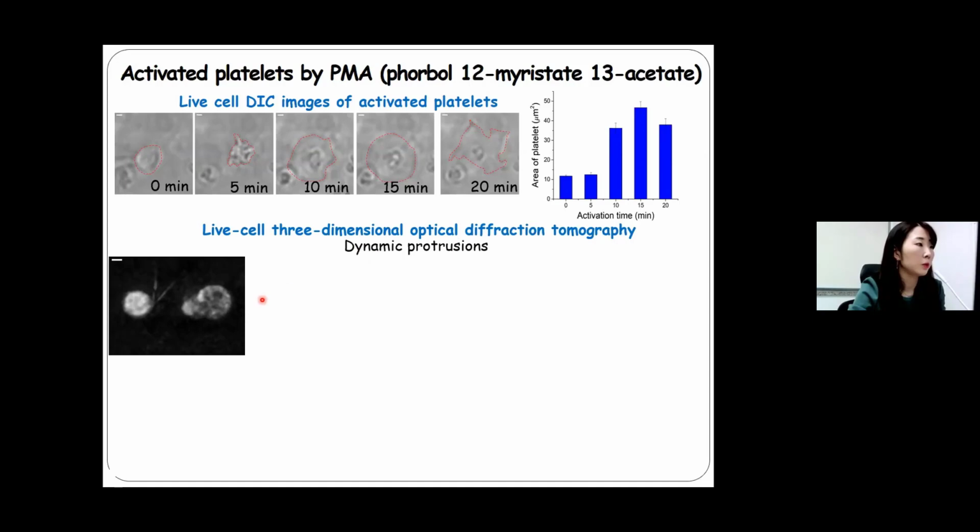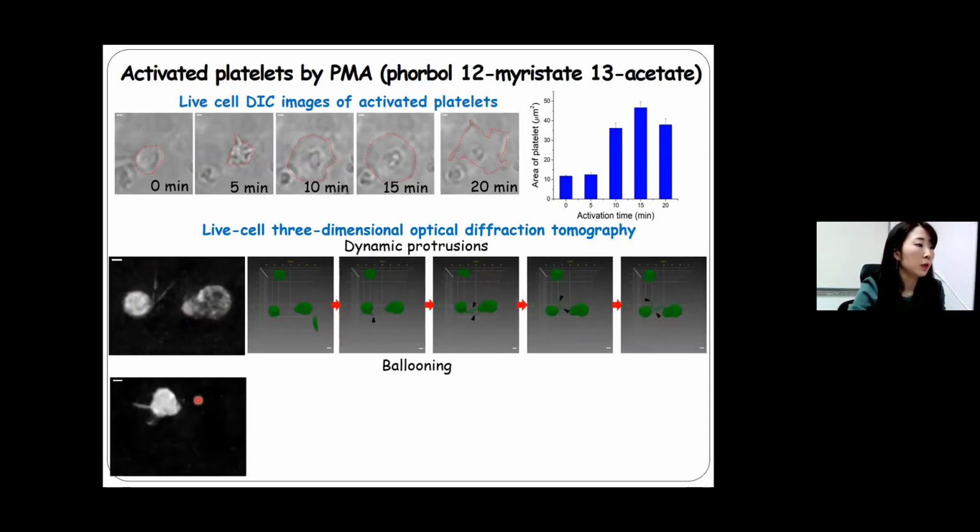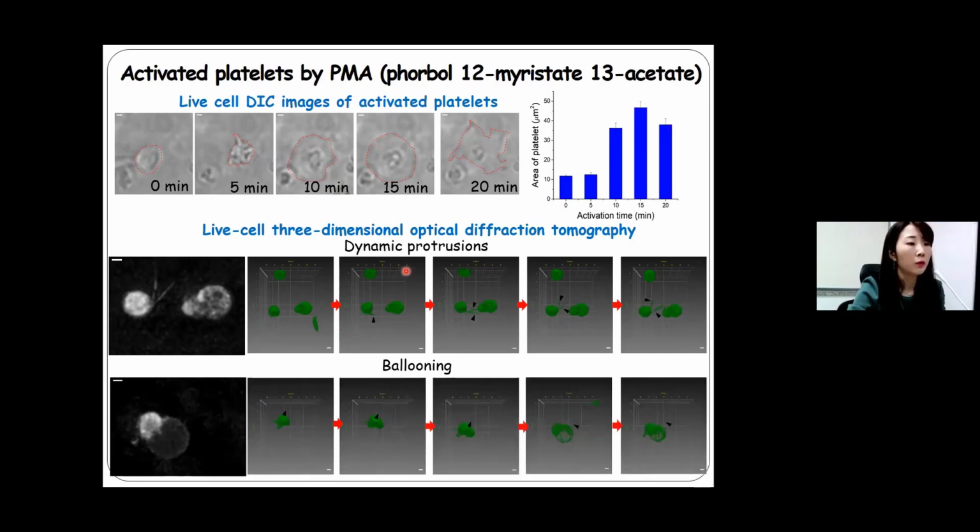First of all, dynamic protrusion like this. Another interesting phenomenon was the ballooning effect like this. These two interesting phenomena are known to be representative of the platelet activation process. So from this observation, we could confirm that in our experimental condition, the platelets are activated very well.